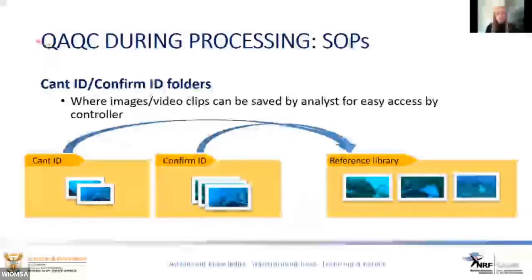So quality control that occurs during the processing, obviously it's more comprehensive, but again, this is the basics. So in our standardized folder system that I haven't actually gone into in too much detail, we have two folders called the Can't ID folder and the Confirm ID folder. And during the video analysis, the analyst is able to extract habitat images or fish species images and save them in either the Can't ID folder or the Confirm ID folder. The controller can then go and look at these images, confirm the IDs, and this can help feed the reference library that I spoke about earlier.